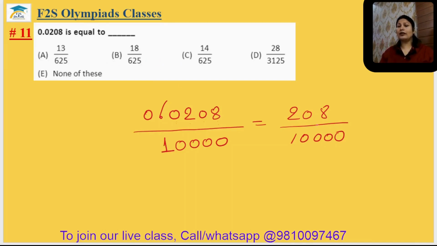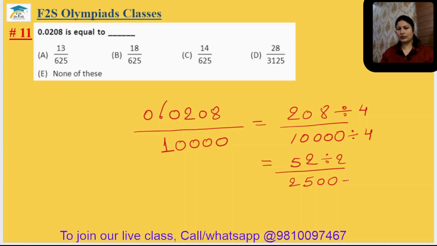If it is not available, it means we have to reduce it. So we can reduce by 4. 4 is the common factor. 4 times 52 is 208. 4 times 2500 is 10,000. Again we can divide it by 2.